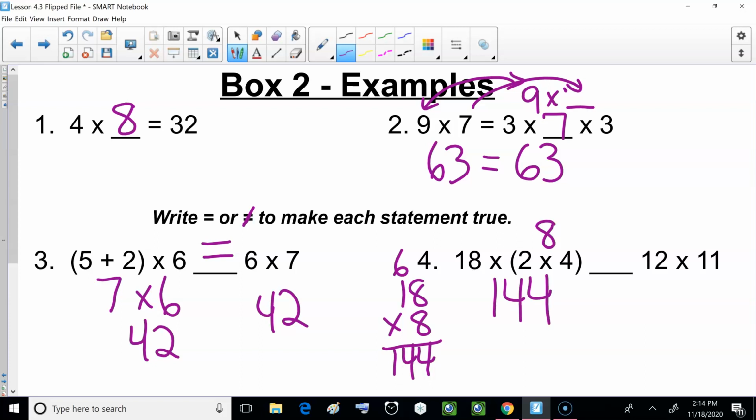And here we have 12 times 11. So we have 12 times 11. So this would be a 12, this would be a 100. So this equals 132. So therefore, this would be not equal. So you can pause the video right now and write down that information to help you with your problems that you'll see today.